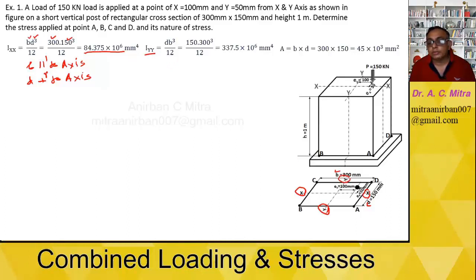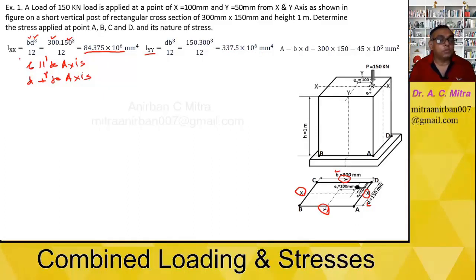So again, as it is a rectangle, the formula will be the same, bd cube by 12. But which one is the b now? Parallel to the y is d, and perpendicular to y is b. So we have written the formula in such a way that it's d b cube by 12. So d is basically 150 and 300 cube by 12. It will be 337.5 into 10 raised to 6.